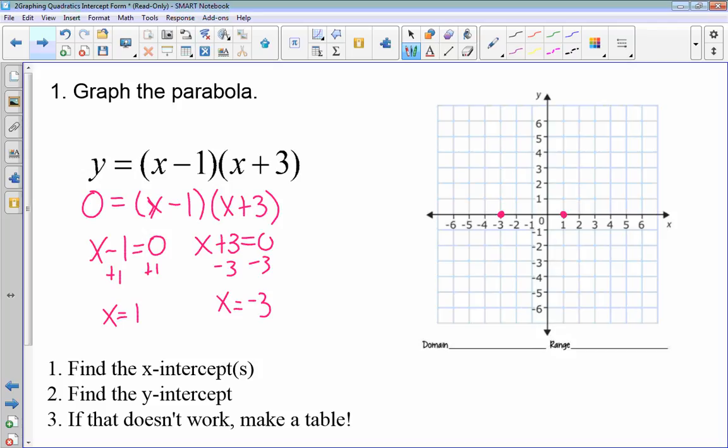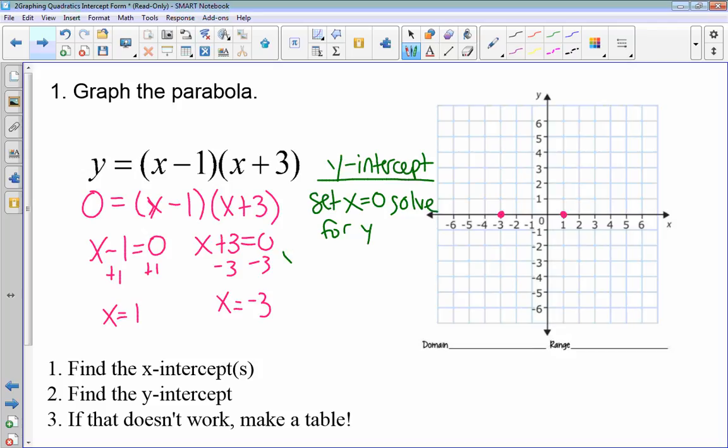Now 2 points is not enough to draw an accurate parabola. We also need to find our y-intercept. Now hopefully you remember from last semester the way to find a y-intercept is to set x to 0 and solve for y. So let's do that in our equation.